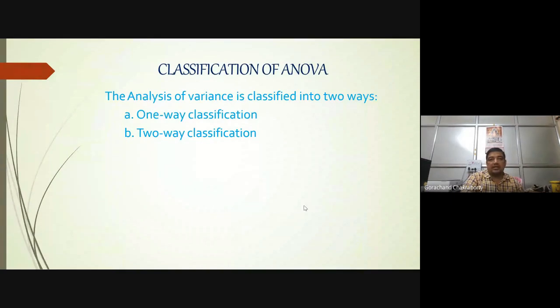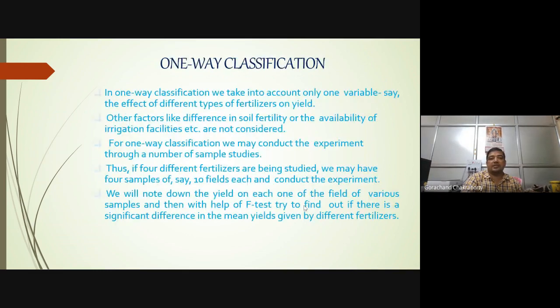Now, classification of ANOVA. ANOVA is classified in two ways: one-way classification and two-way classification. So now the question is, what is one-way classification? In one-way classification we take into account only one variable, say the effect of different types of fertilizers on yield. So this is one-way classification, and other factors like difference in soil fertility or the availability of irrigation facilities, etc., are not considered.